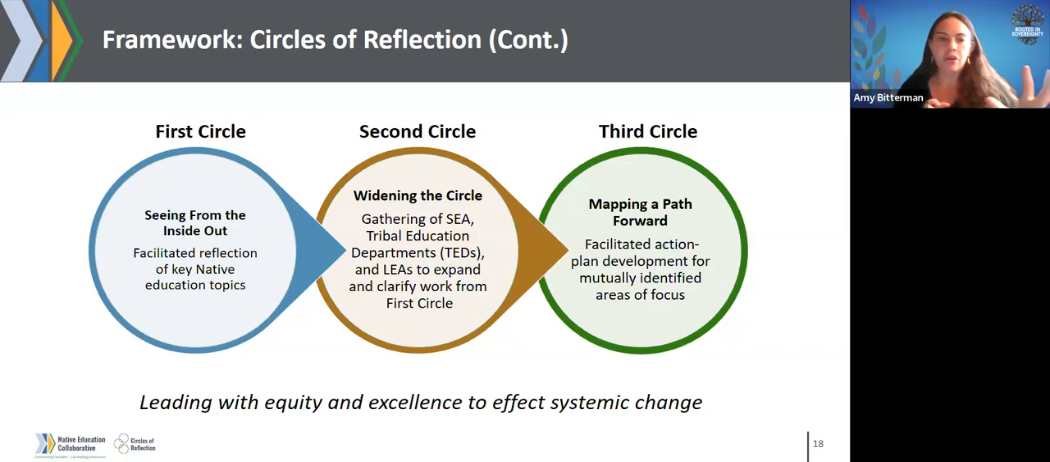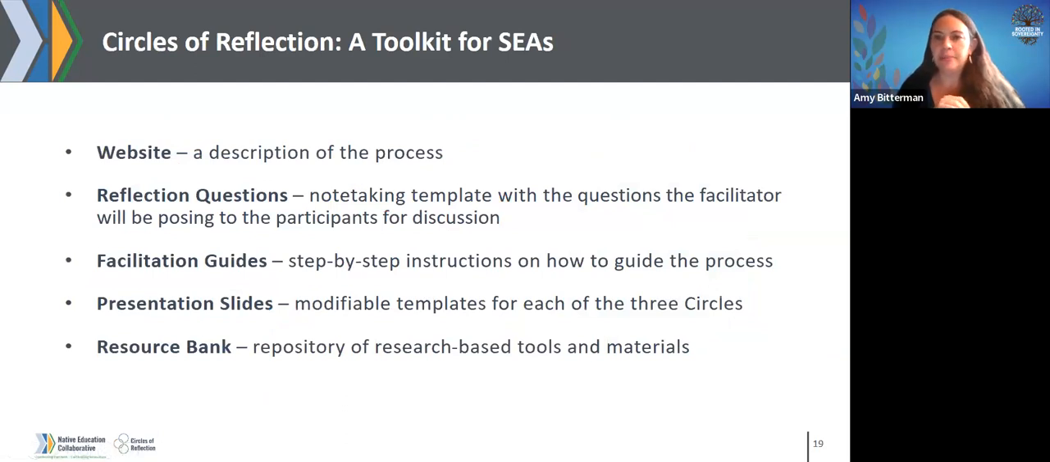And then in the third circle, everything that's been learned and all the information and data that have been gathered in the first and second circle culminate, and decisions are made as a group as to, okay, from all we've talked about, what are some of the higher priority areas that we really want to develop action plans around and implement moving forward. So that's the overall picture of what this process looks like, and we'll dig in a bit more to each of those circles.